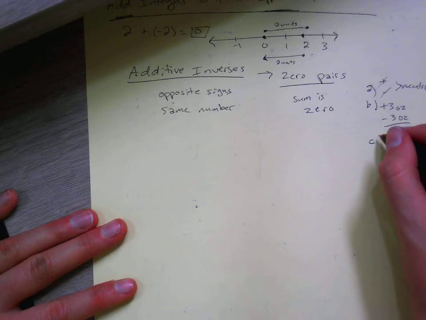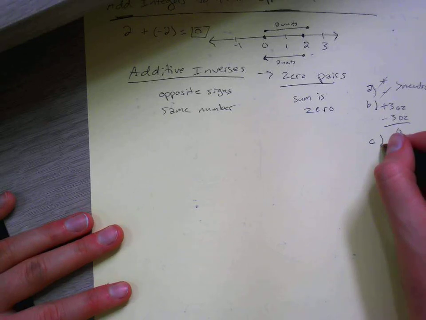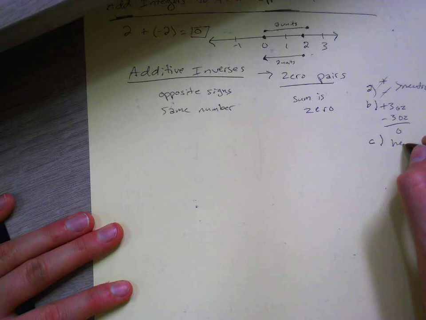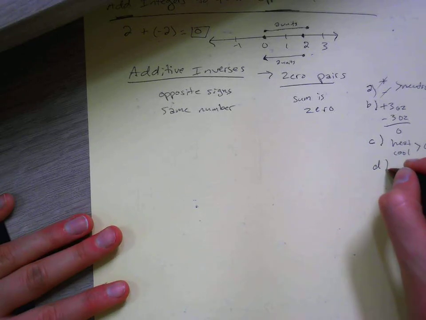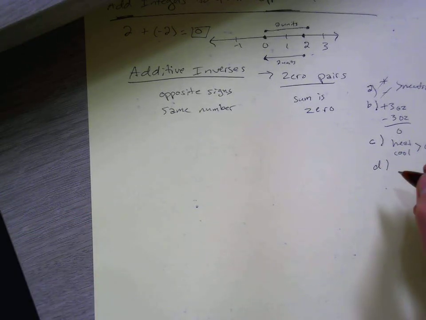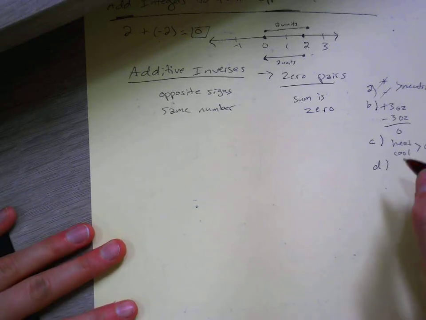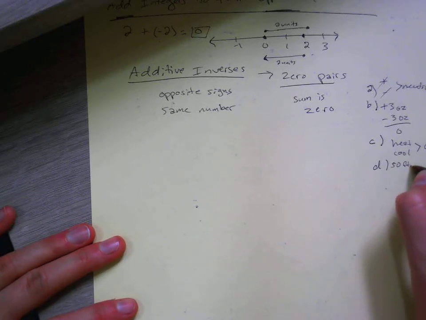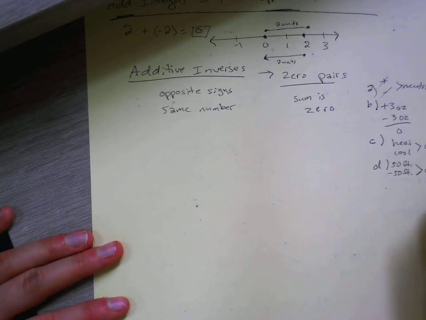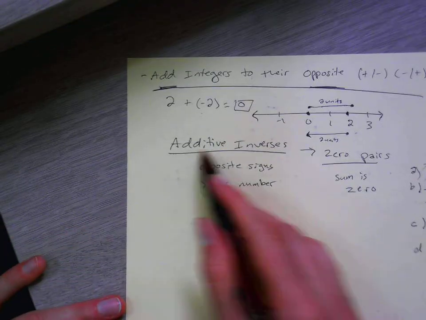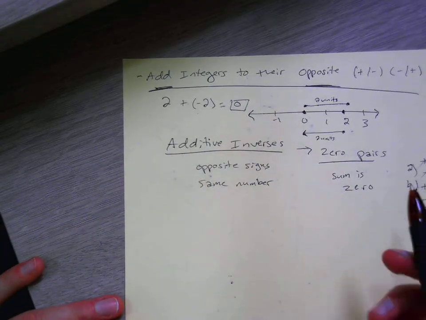C says you heat up an oven and then turn it off so it goes back to room temperature. So the overall change is 0 degrees Celsius. So heat, cool with the same amount is going to equal 0 degrees Celsius overall. D, you move up 50 feet in an elevator and then you move 50 feet back down. Maybe you forgot something. So 50 feet minus 50 feet. Overall, you didn't go anywhere because you ended up back on the same level. So you're at 0 feet. These are called zero pairs or additive inverses. Okay, make sure you know those terms.